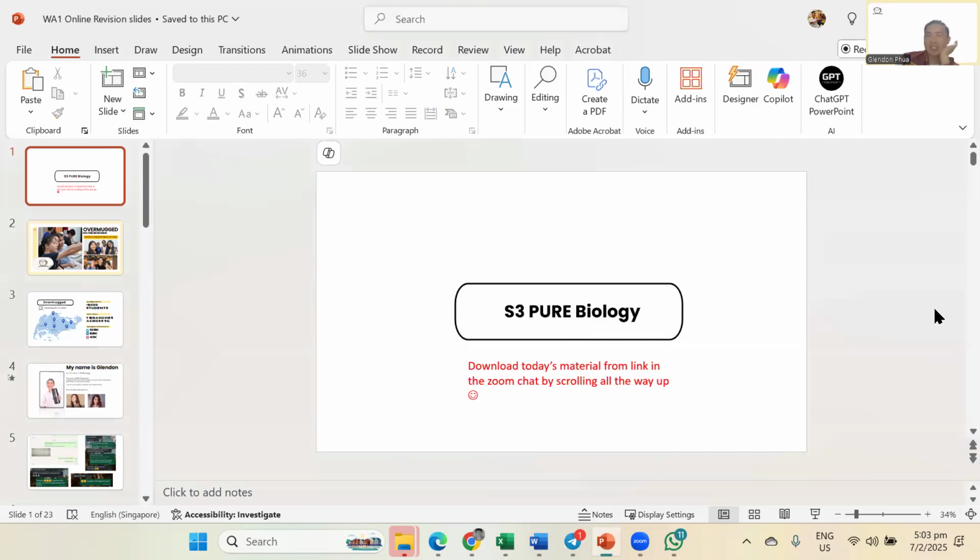Just to be clear, this is the Sec 3 Pure Bio session. If you're here for IP3 revision, that's at 7:30 p.m., so do take note. That is the later session. This is the Sec 3 Pure Bio session. If you're an IP student, please go for the second one.